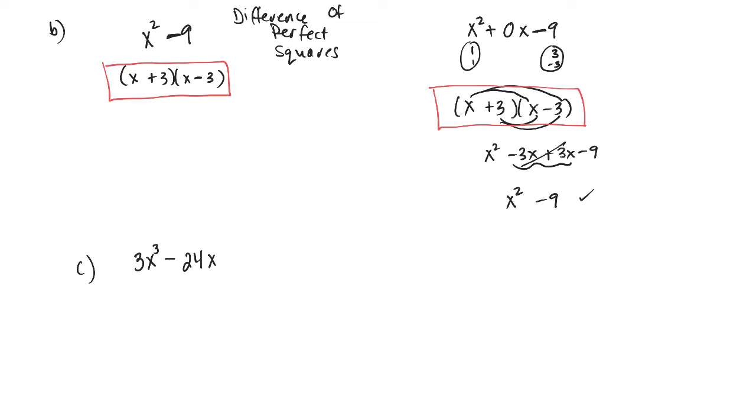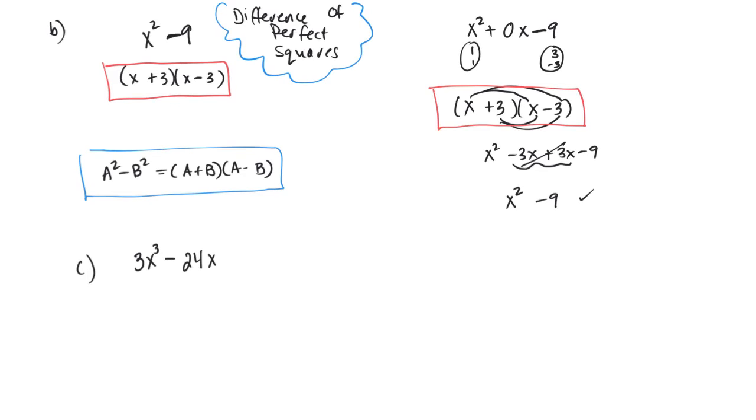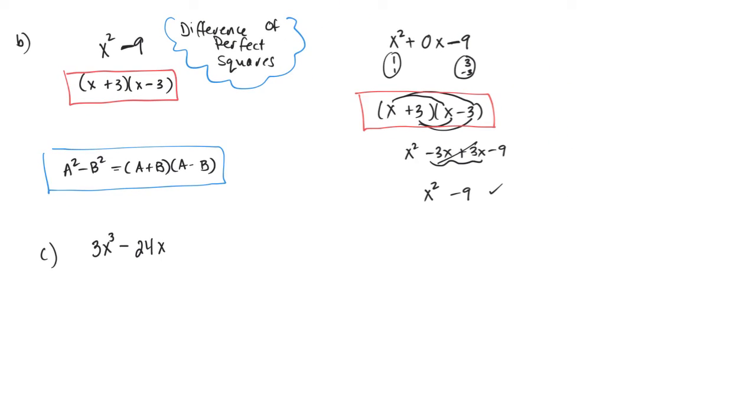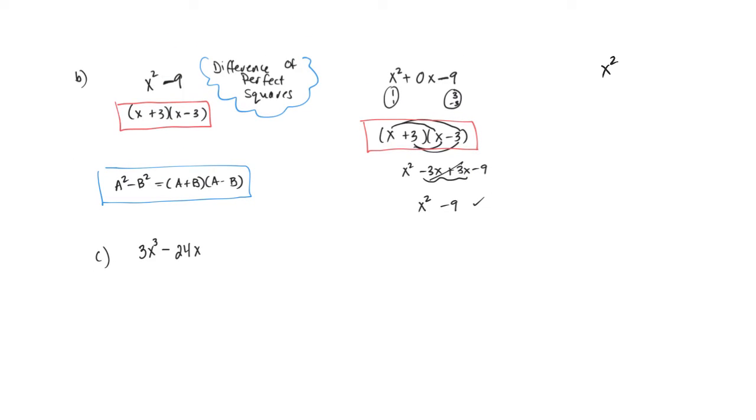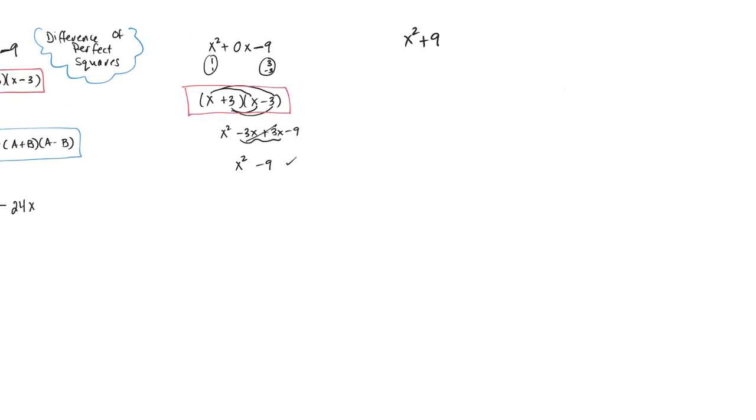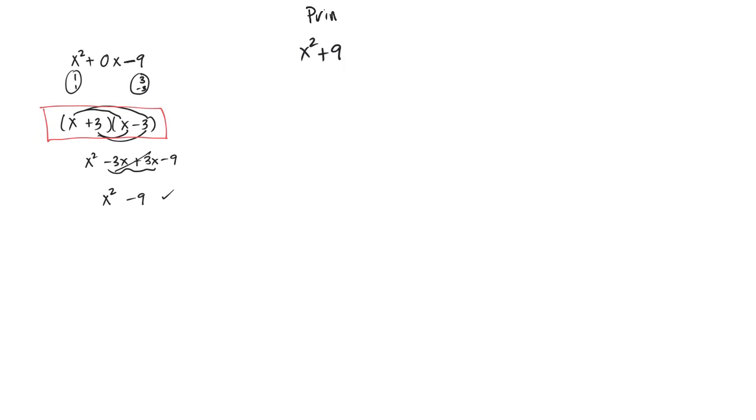All right, so special formula there. If you have a squared minus b squared, that factors as a plus b times a minus b. Okay, so that's the difference of perfect squares. Now notice if this was x squared plus 9, that would actually be prime. It doesn't factor because to get a 9 you would have to have the same signs. It could either be x plus 3 times x plus 3 or x minus 3 times x minus 3.